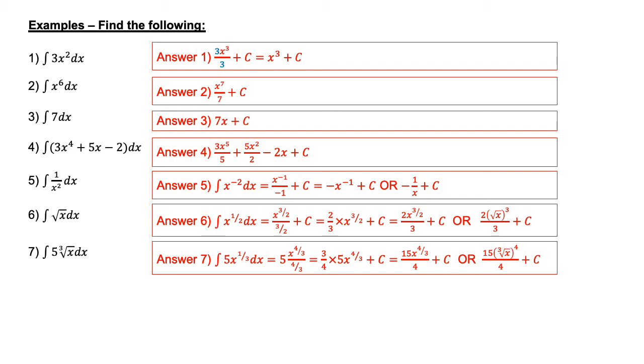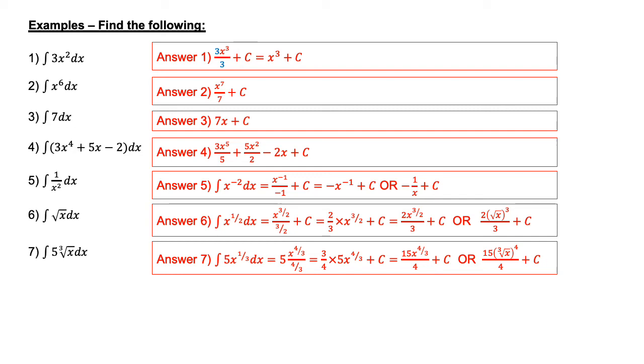Again, a third add 1 is 4/3. Note how I'm not using mixed numbers here. I'm leaving it as an improper fraction because that means I can easily interpret what I have to do with the x. In this case, x to the power of 4/3 means cube rooting the x and then raising it to the power of 4. So there we are.